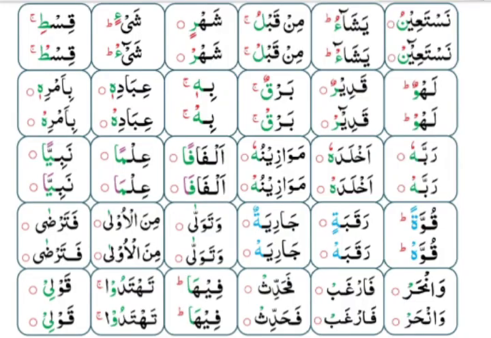Open the next page. Look at the first word, nasta'inu. The last letter of this word is noon, and noon has pesh on it. So you have to change this pesh with jazm in the case of waqf. Look at the fourth box in the same line. You can see the last letter of this word is ra, and ra has two zir below it. So you have to change two zir with jazm in the case of waqf.